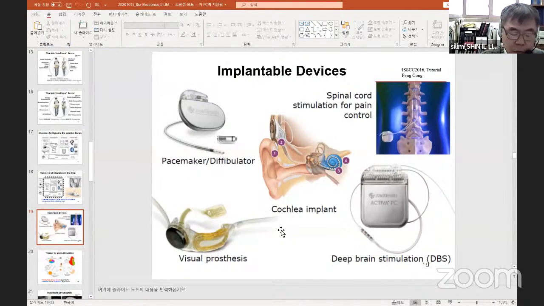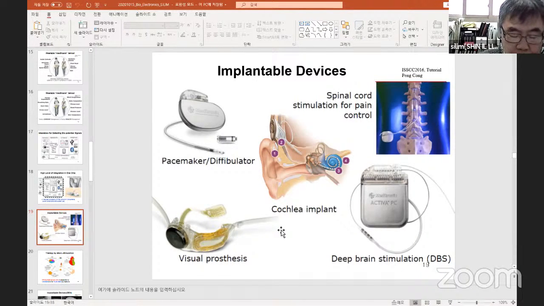Okay, let's move on to implantable devices. Here, I will show you some examples. First one is the pacemaker, which can regulate heartbeat. The second example is used for spinal cord stimulation. This can be used to treat patients that suffer from chronic pain who cannot be treated by traditional methods. The middle one is a cochlear implant, which has been very successful.